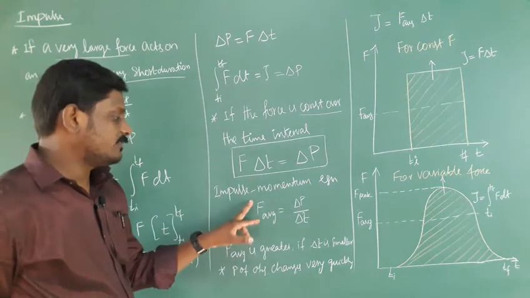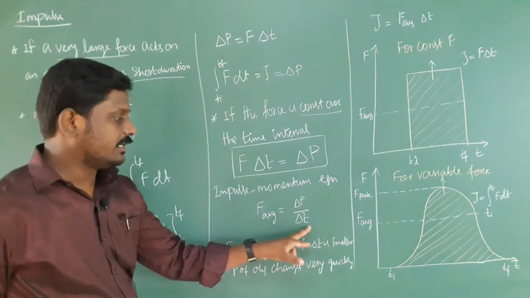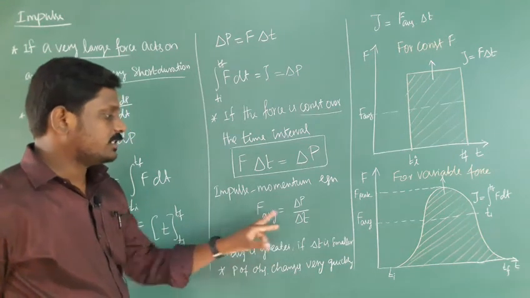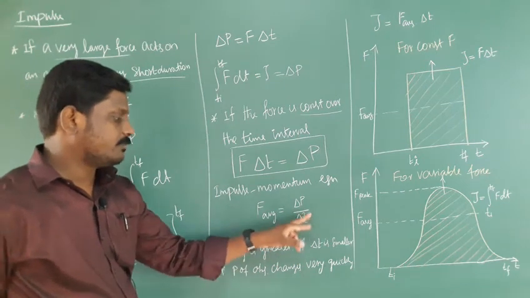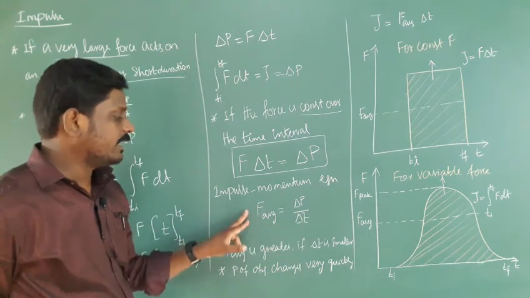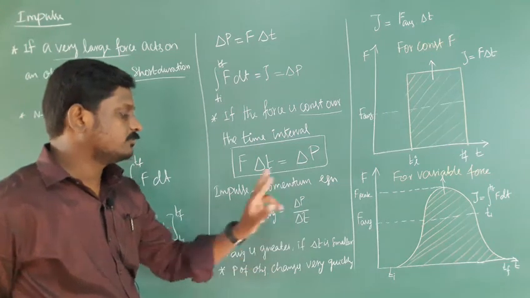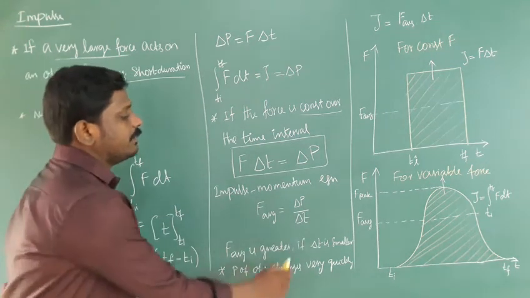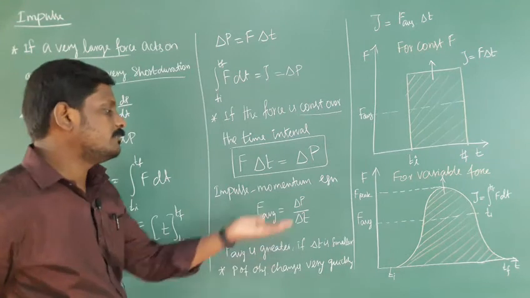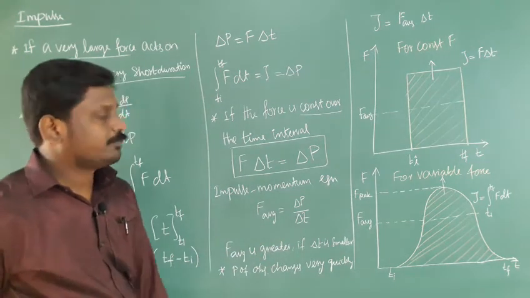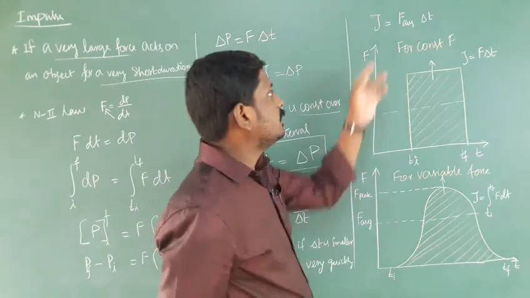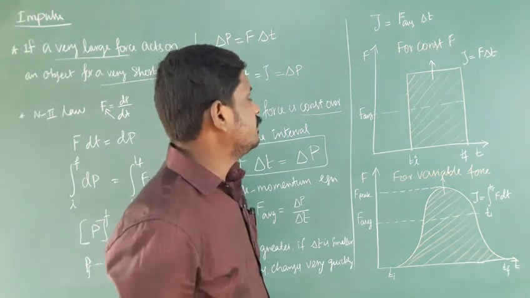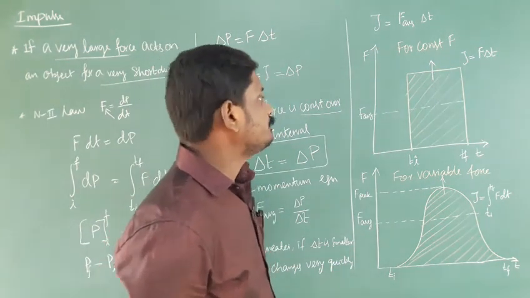The average force is greater if delta t is smaller, because force is inversely proportional to time. So the average force is very high if the time is very small, and the momentum changes very quickly. We can write it in terms of impulse using F average, so J is equal to F average into delta t.